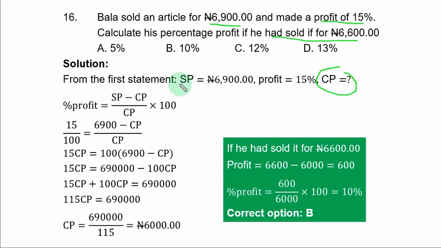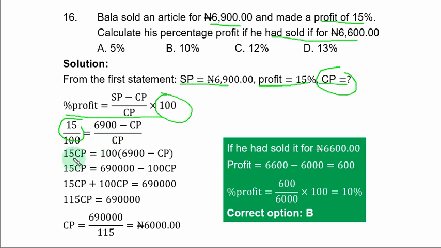So selling price is 6,900. The profit made is 15%. Cost price is unknown. So you have this formula for percentage profit. The profit there is 15%, which simplifies to 15 over 100. This term here has taken care of this 100. So you have selling price minus cost price over cost price.